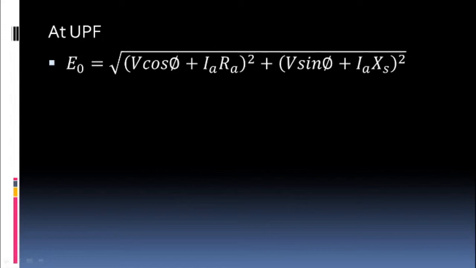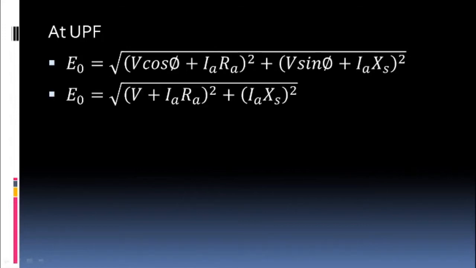So what I'll do is I'll modify this equation and substitute cos phi equals 1 and sin phi equals 0, because that is the condition for unity power factor. So the equation has been modified like this for UPF. Substitute all your values in this equation and get the value of EMF induced. If you have the IaRa and IaXs values ready in front of you, you can just substitute here. V per phase, IaRa and IaXs, and you will directly get the value of EMF.